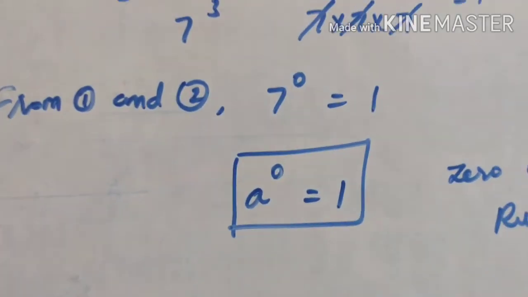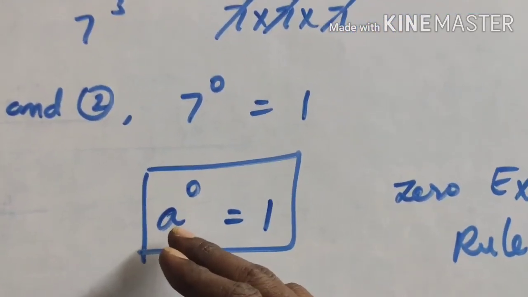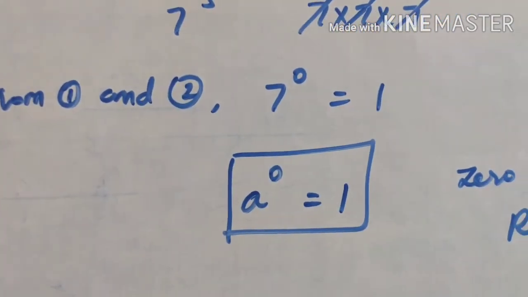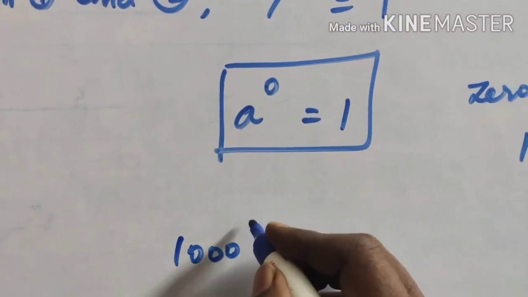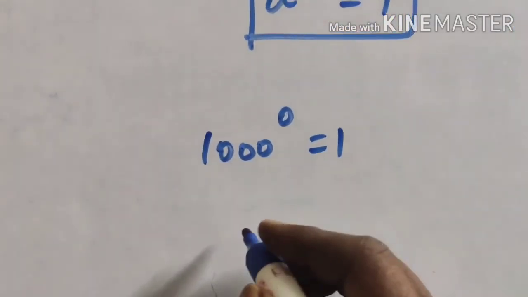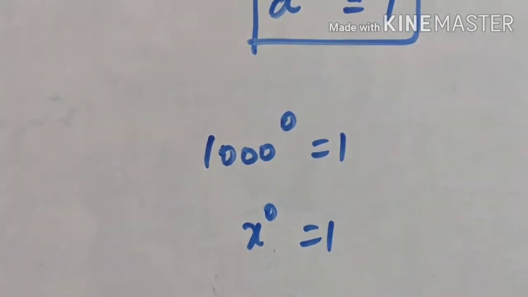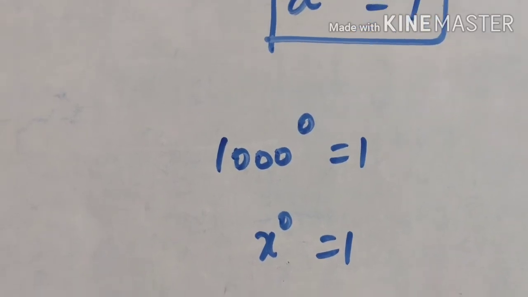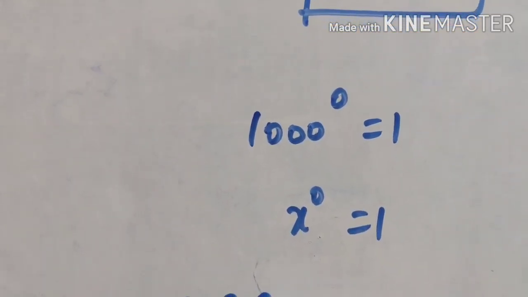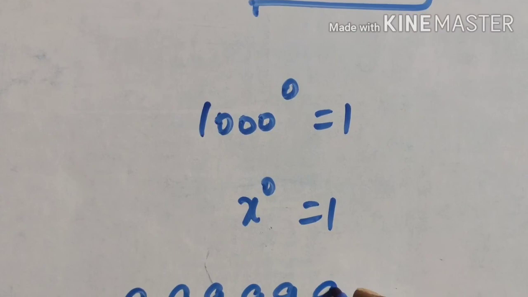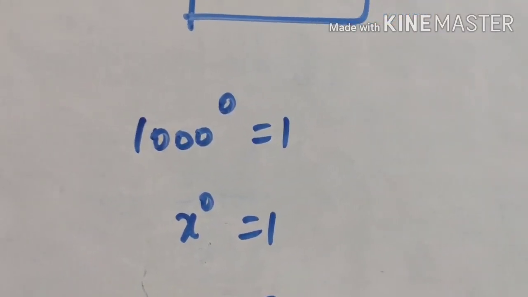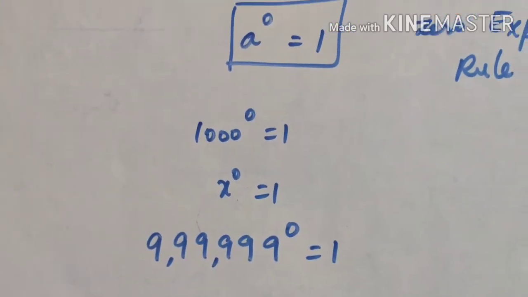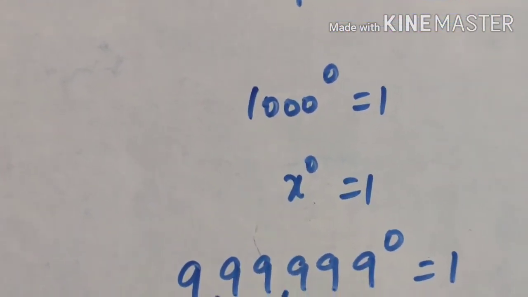So don't forget, any number, if that number's power is 0, the answer is 1. Any number you can take, even 1000 power 0 is 1. X power 0 is 1. Anything power 0, answer is 1. 99,999 power 0 equal to 1. So anything power 0 is equal to 1. Don't forget this.